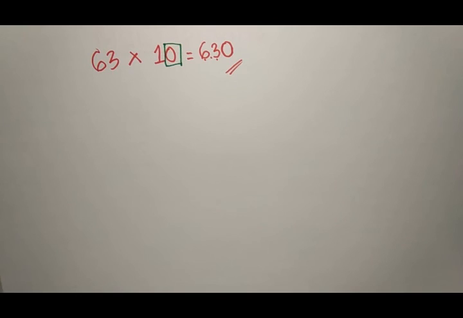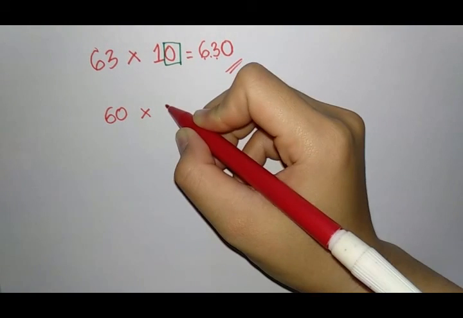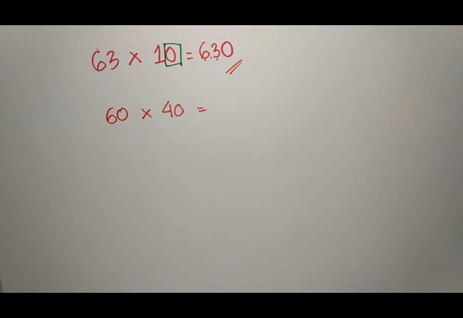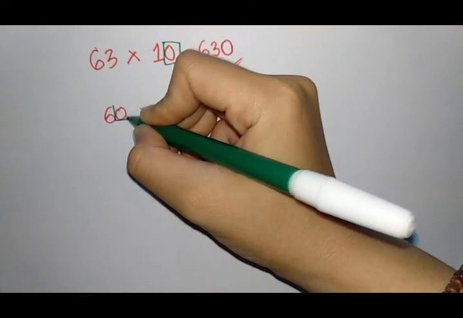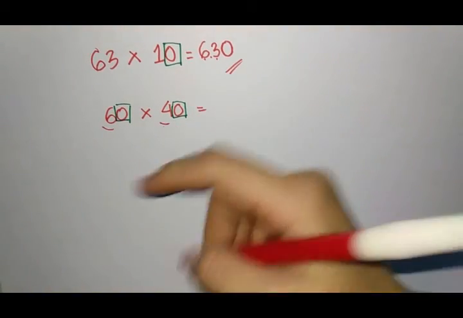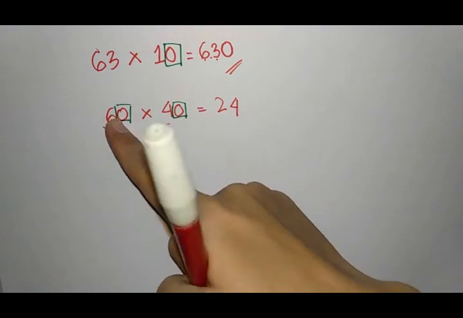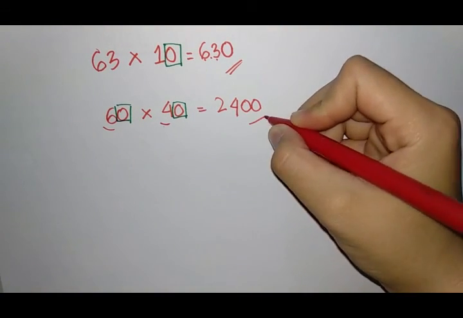Another example. 60 multiplied by 40. First we keep the 0. How many 0 here? 2, right? So we have two 0 here. After we keep the zeros, multiply the 6 by 4. 6 times 4 equals 24. Right? And there are two 0. You can write two 0 after 24. So here's the answer.